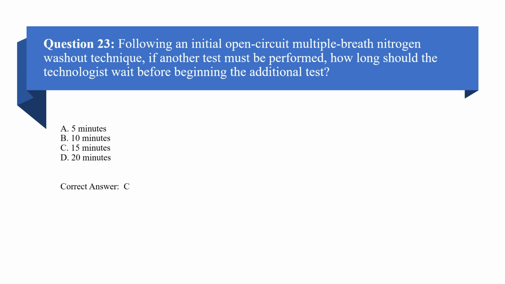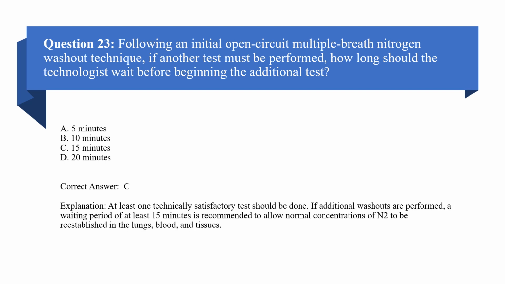The correct answer is C, 15 minutes. As for an explanation for this answer, it goes like this. At least one technically satisfactory test should be done. If additional washouts are performed, and they may be needed because the test may not have been satisfactory, a waiting time period of at least 15 minutes is recommended to allow normal concentrations of, again, nitrogen to be reestablished in the lungs, the blood, and the tissues.